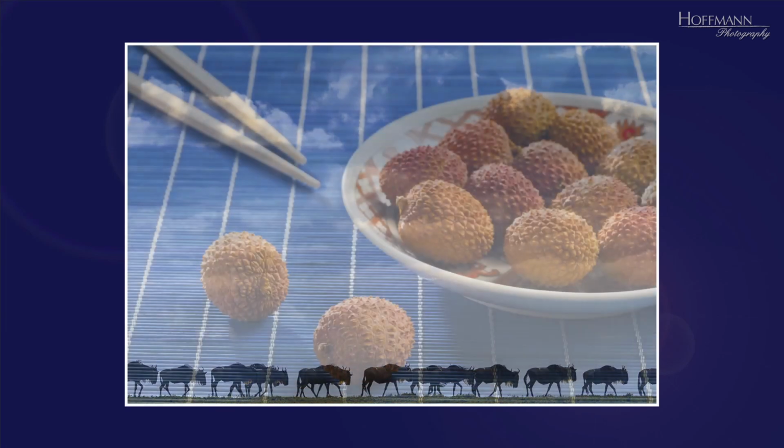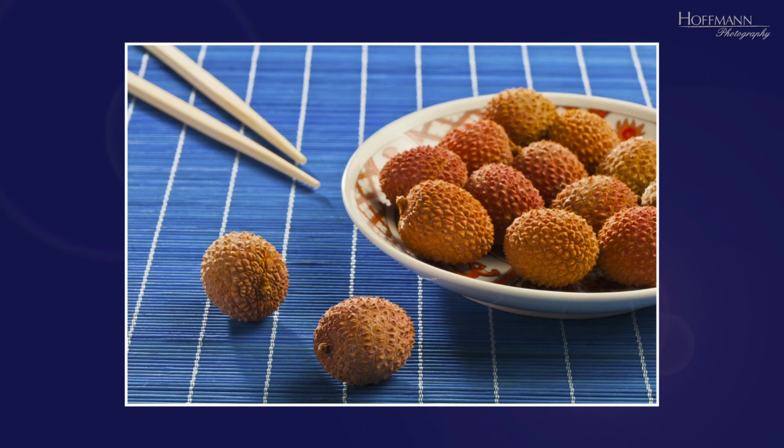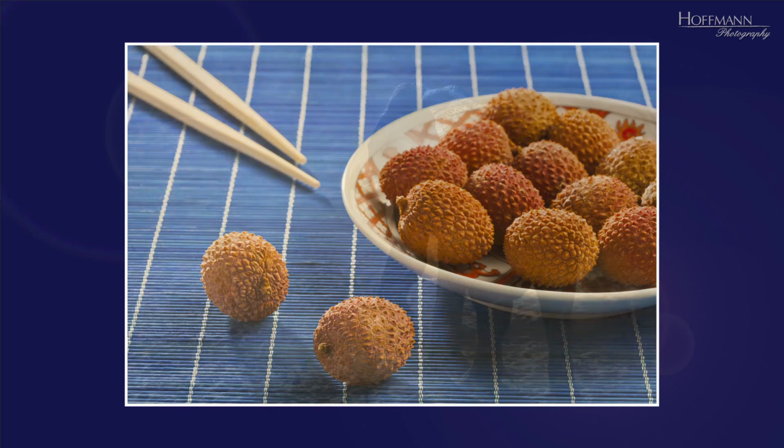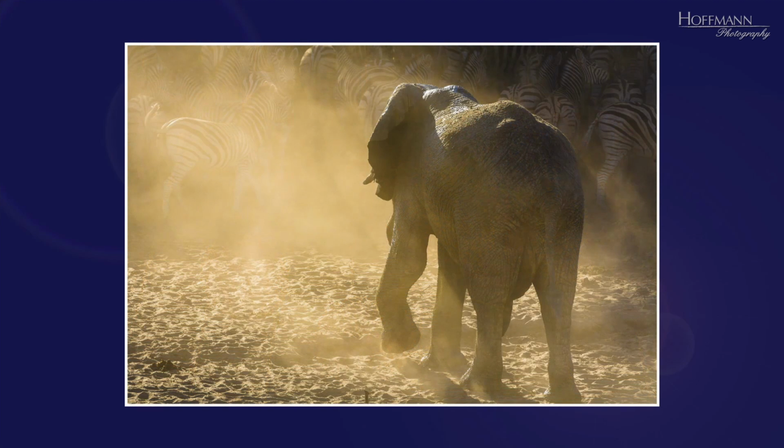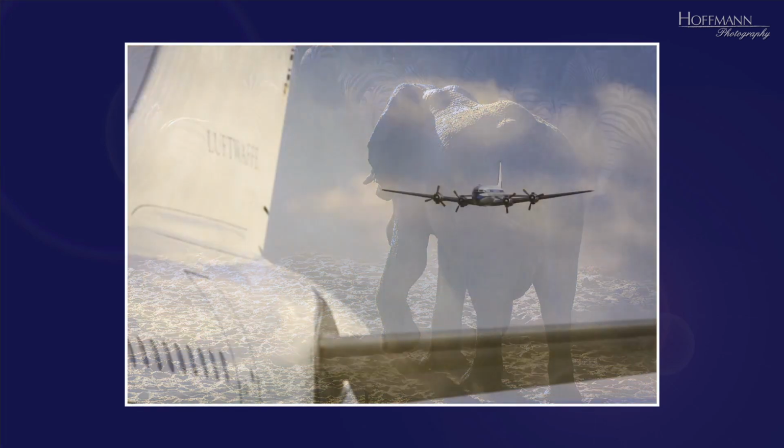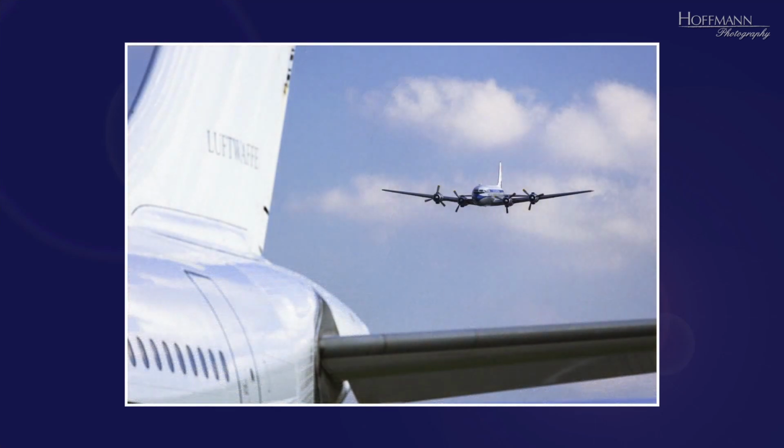Can you guess what the asymmetry here is? Of course you can. It's few versus many, or two versus many, if you prefer. And here it is one elephant versus many zebras. Large versus small is another form of asymmetry.